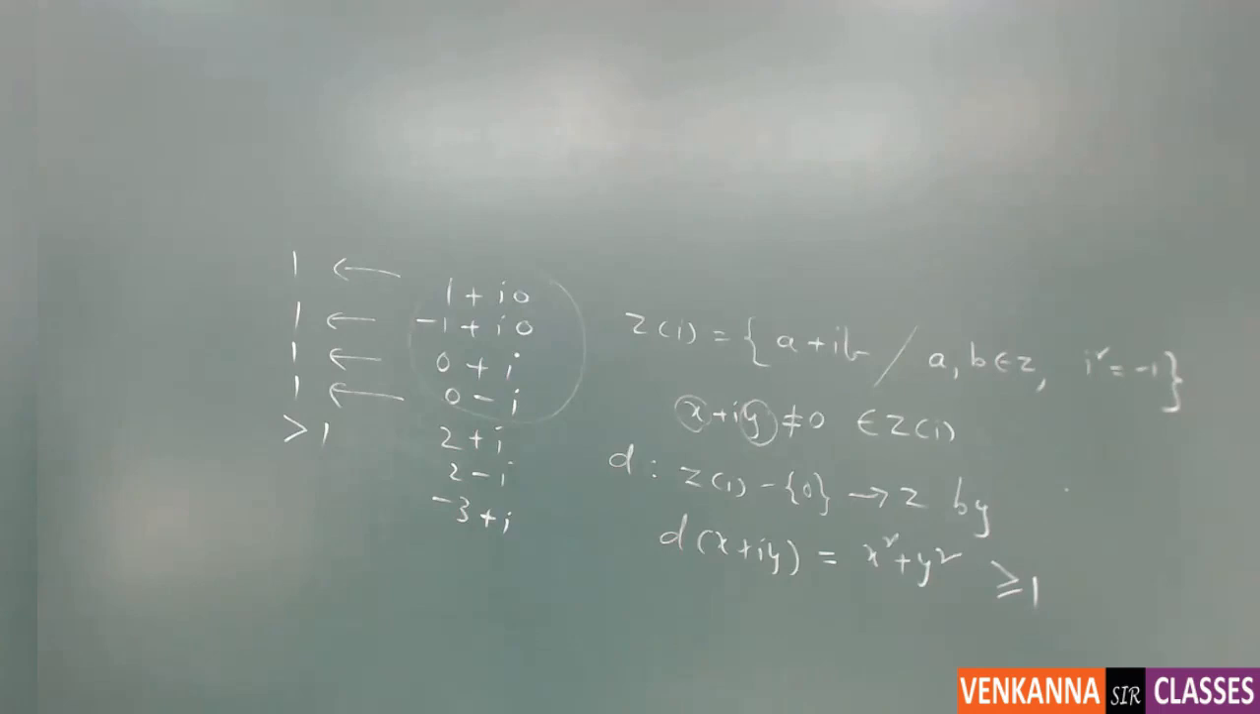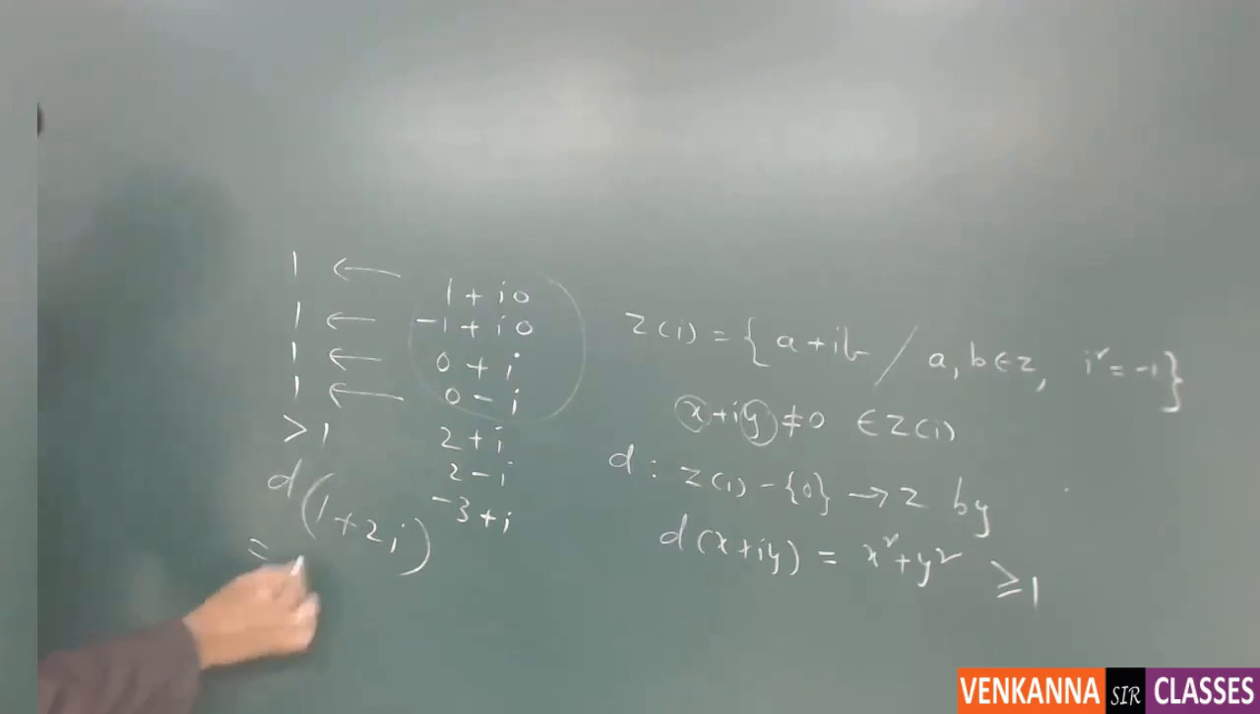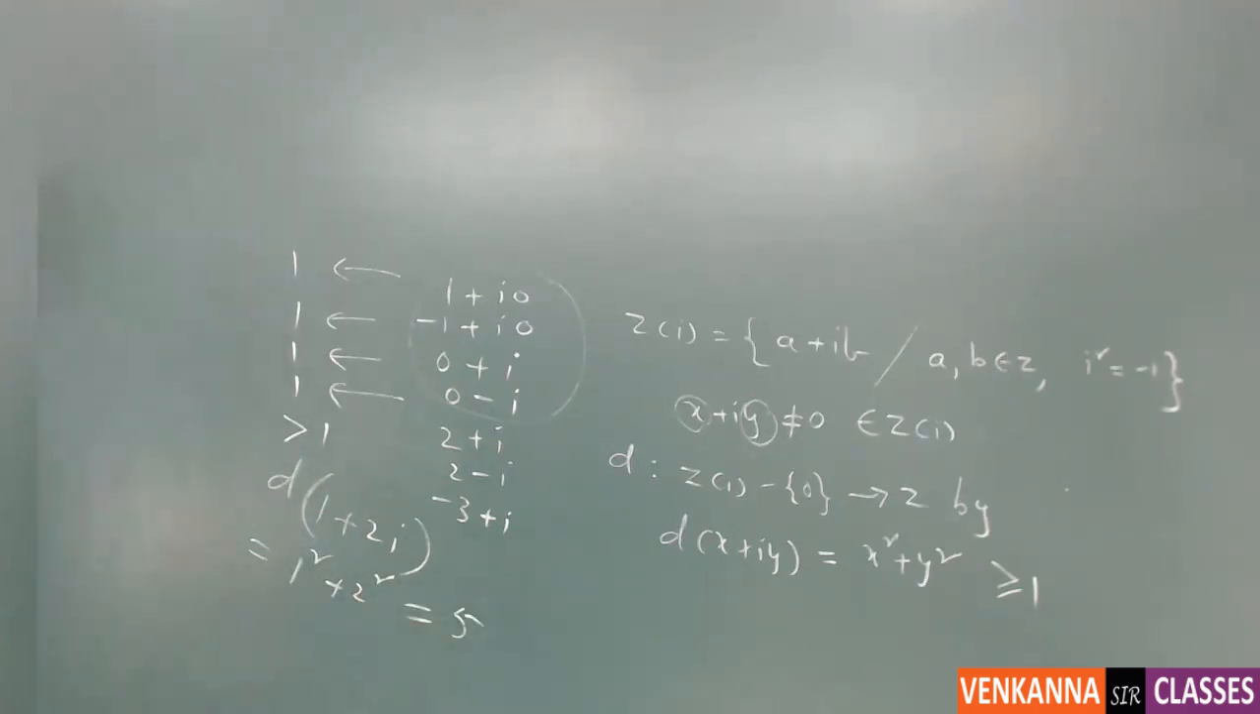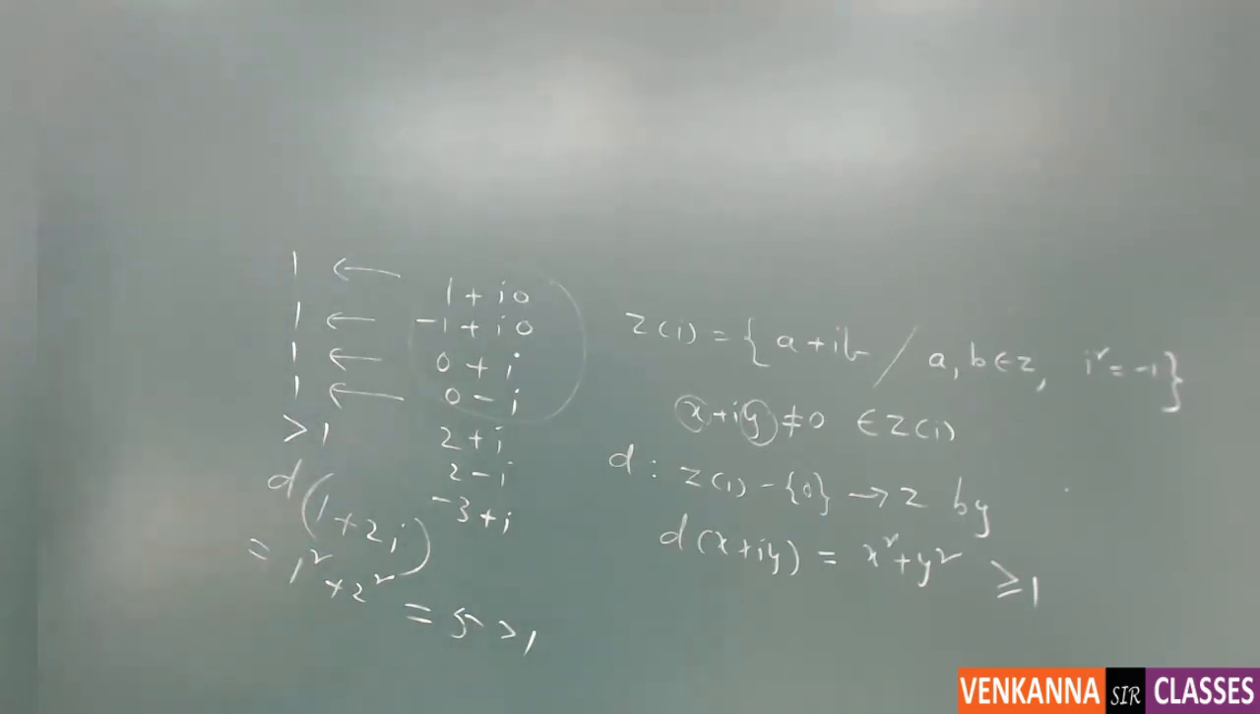Accepted? If you apply the definition x squared plus y squared, whenever you take d of x + iy, please check on that. Let me say you have taken 1 + 2i. If you consider d of 1 + 2i, as per the definition it is 1 squared plus 2 squared, which is nothing but 5, always greater than 1. Accepted?